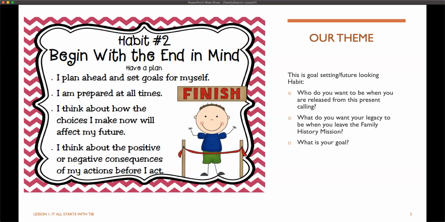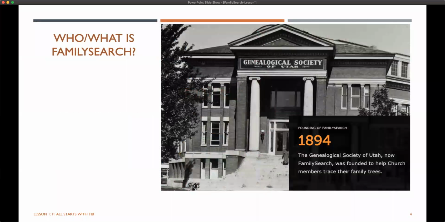So what is your goal? Think about your goal in embarking on family history, using FamilySearch or whatever other tools you want to use. So let's start at the beginning here.